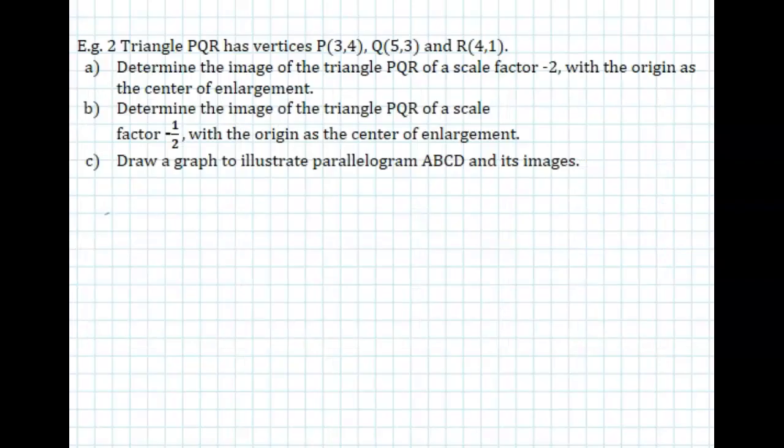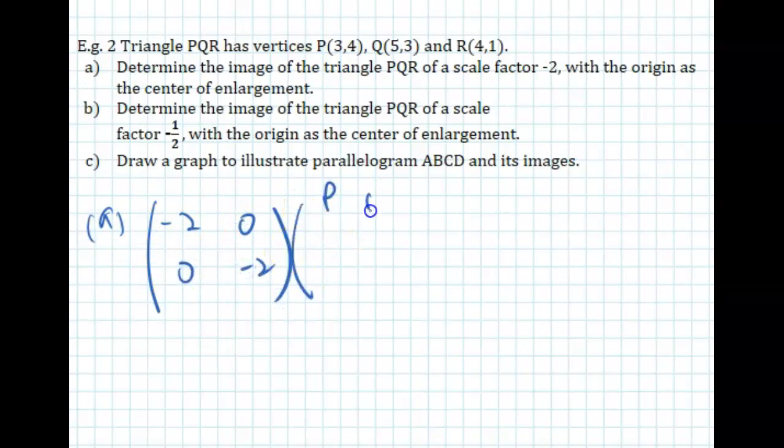Example 2 now speaks about a triangle PQR with these vertices, right? And they want us to use a scale factor of -2 now with the center of enlargement being the origin. And again, -1/2 with again the center of enlargement being the origin, right? Now, the first method I'm going to use again is the matrix method. So if it's -2, it's simply going to be -2, 0, 0, -2.